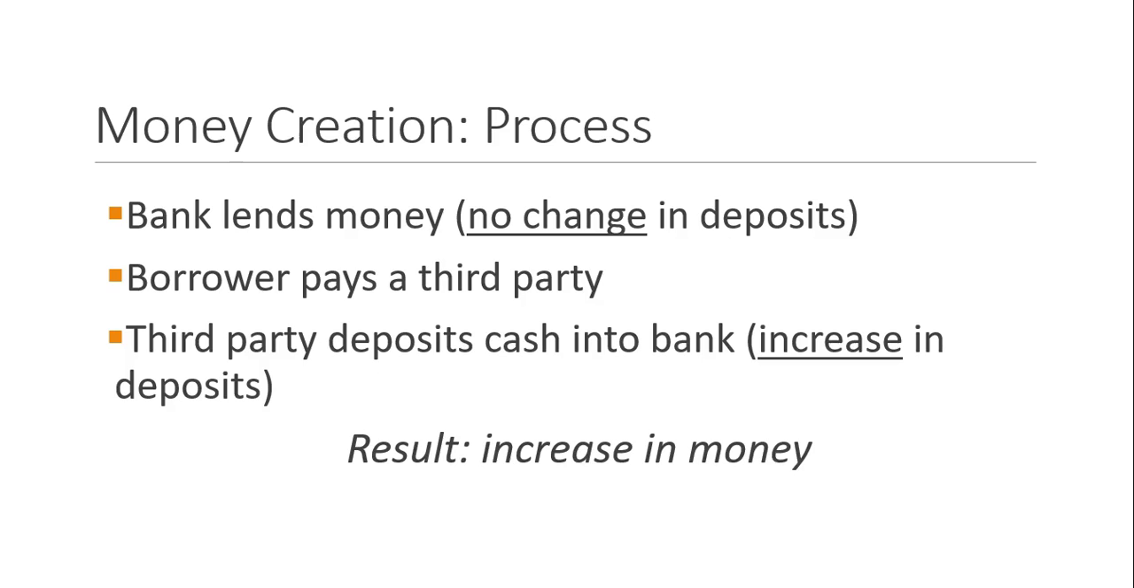Where does this money go? This money will go from the borrower to a third party. The borrower is going to use the money and make a payment to a third party. And that third party will eventually deposit the cash received into a bank. So this results in an increase in deposits. The final result is an increase in money. There is an increase in deposits. Deposits are one component of money. So when deposits increase, money increases.